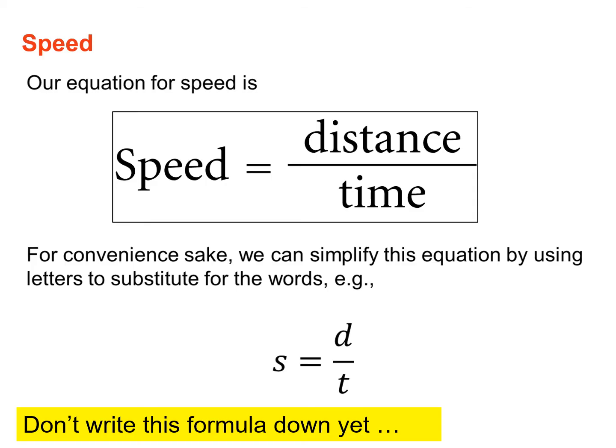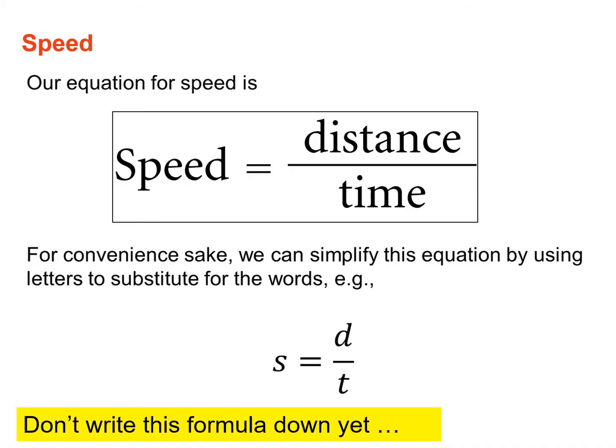Now to drill down on the mathematics just a little bit. Our equation for speed is distance divided by time. Rather than have to write out those words every time, it's very common practice to use letters to substitute for the variables in an equation. So we could, if we wanted to, just pick the first letter of each word and write an equation as shown on the screen. S equals D over T.